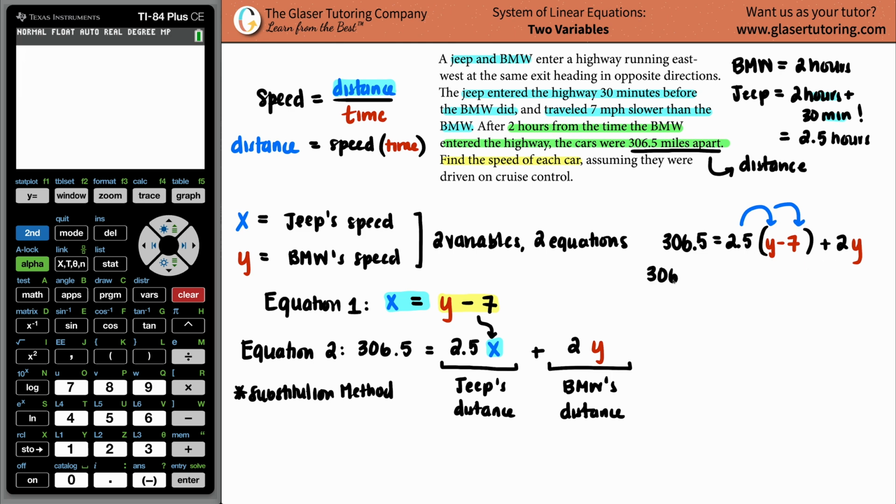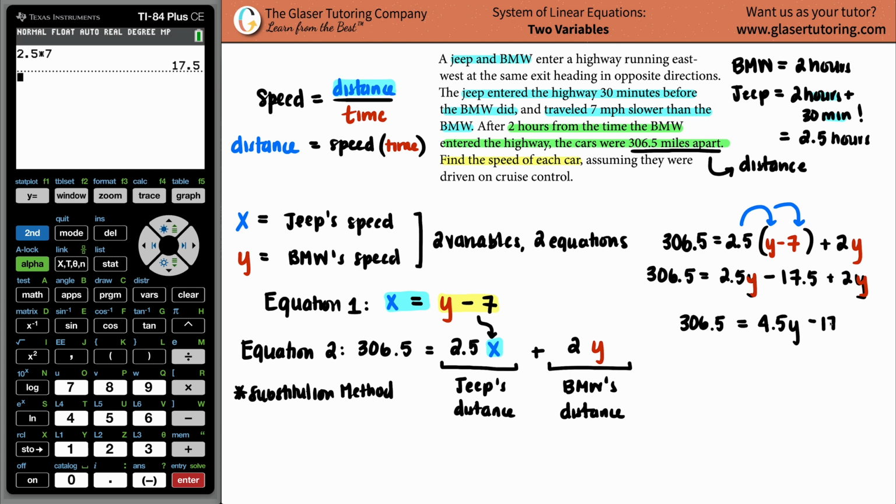So 306.5 equals 2.5y minus, what's that? 2.5 times 7. Yeah, 17.5, minus 17.5 plus 2y. Group your y's together. So we have 306.5 equals 2.5y and 2, that's 4.5y minus 17.5. We're going to add the 17.5 on both sides.